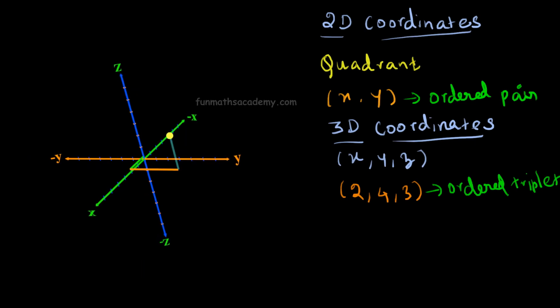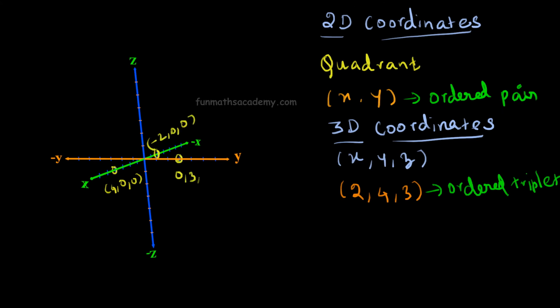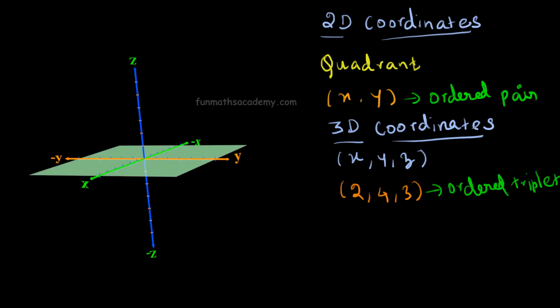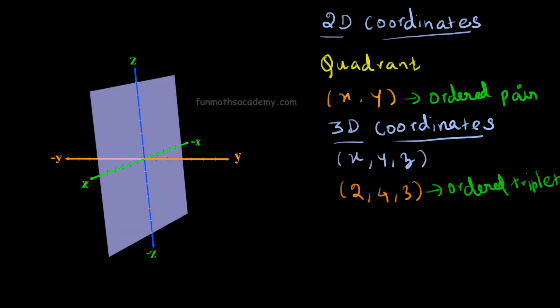Just like in 2D coordinates, in 3D coordinates also, every point on the x-axis will have values of y and z as 0. Every point on the y-axis will have the values of x and z as 0. And finally, every point on the z-axis will have the values of x and y as 0. In the same way, you may notice that every point on the xy plane will have z as 0. Every point on the yz plane will have x as 0. And every point on the zx plane will have y as 0.